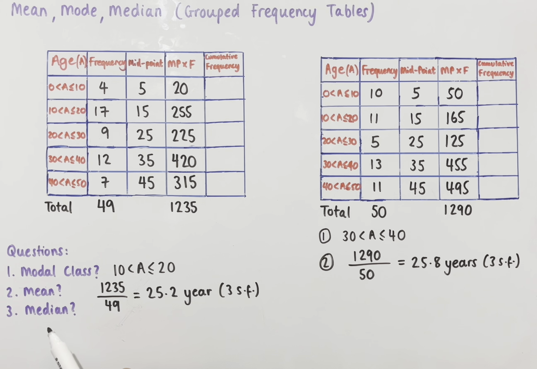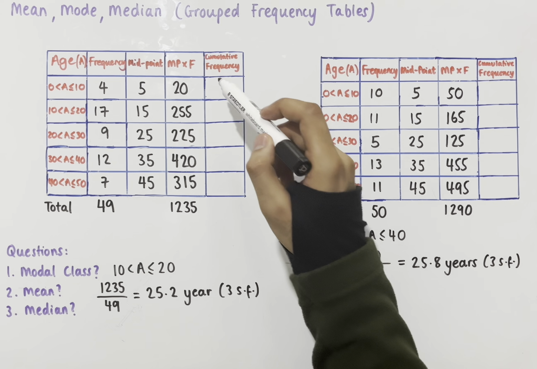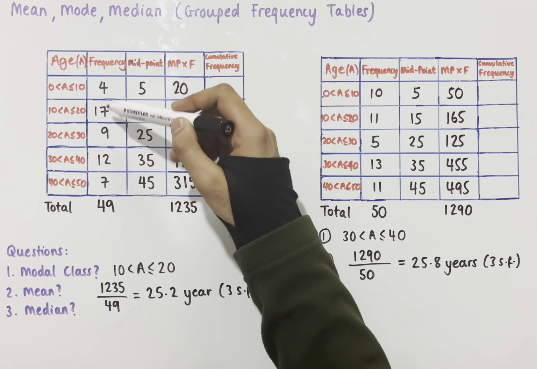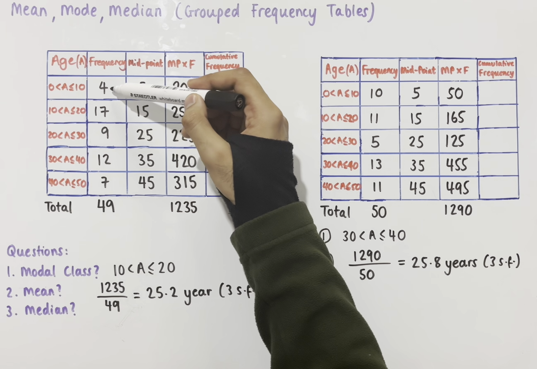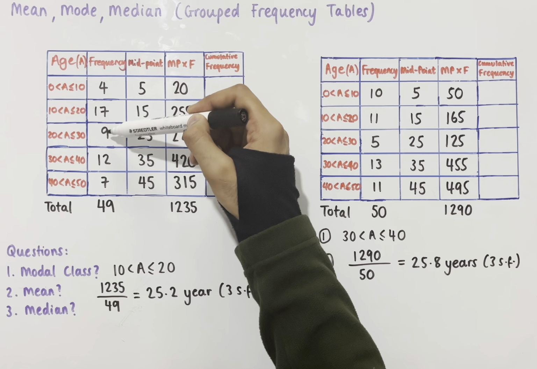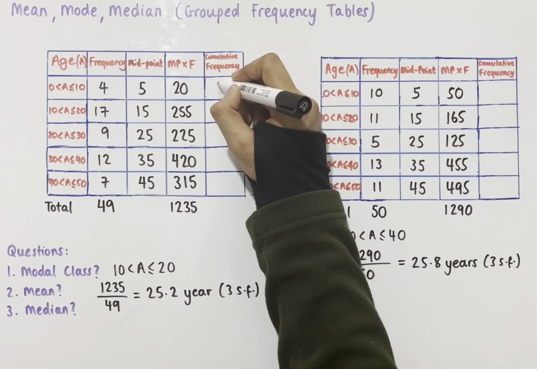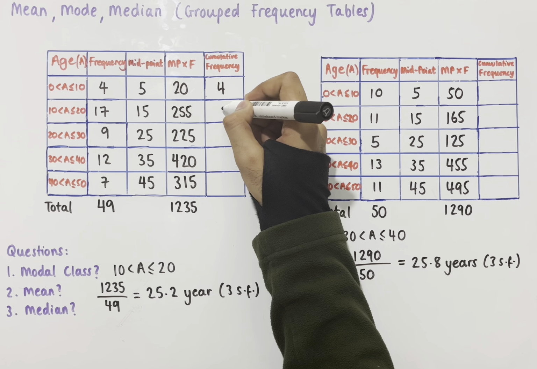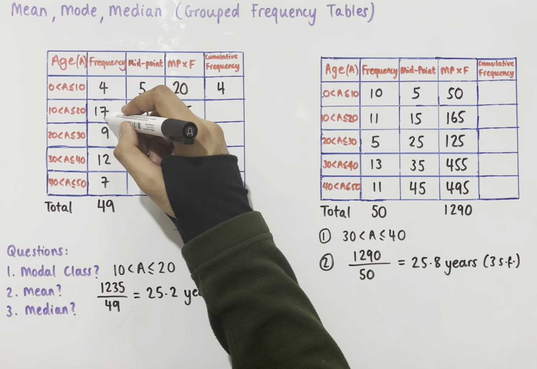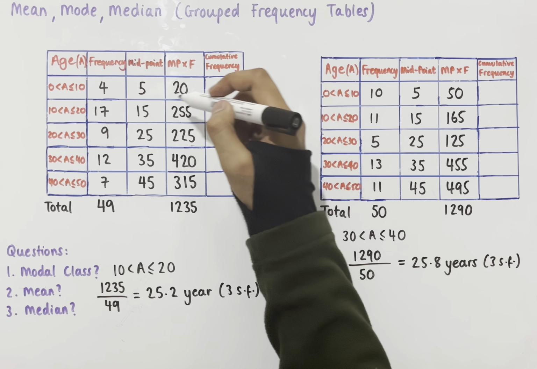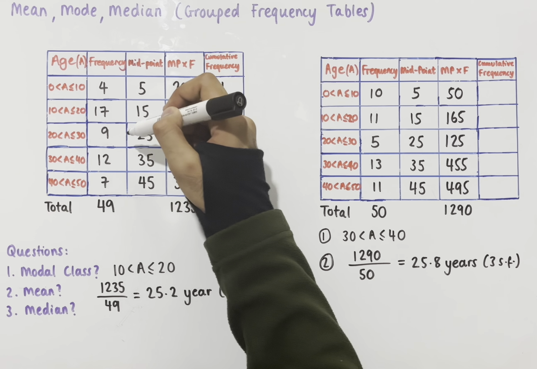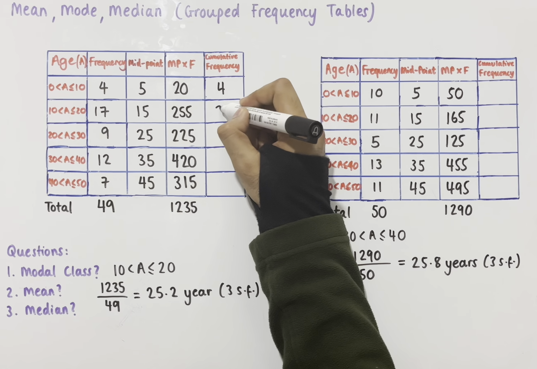Now, to work out the median from a grouped frequency table, we first need to work out the cumulative frequency. So this can be thought of as the running frequency. In other words, adding the frequencies as we go along the column. So if we start with the first frequency here, we have 4. Then the next frequency, in this case, is 17, and to work out the cumulative frequency, we need to add this to the previous number. So 17 plus 4, which gives us 21.